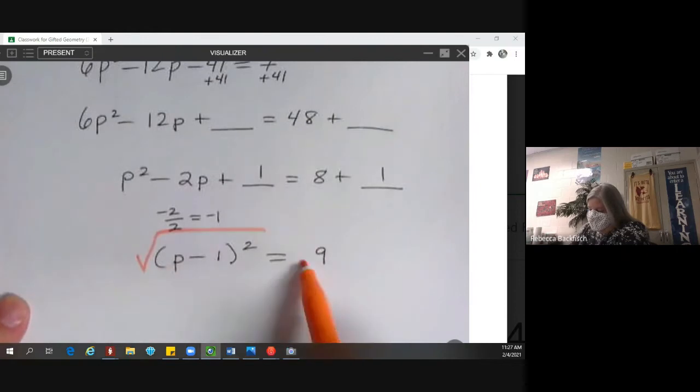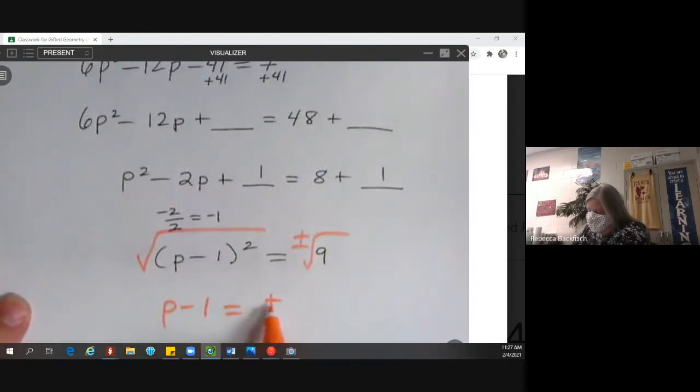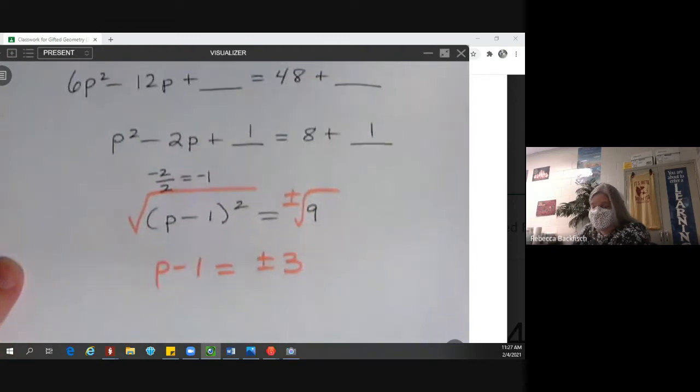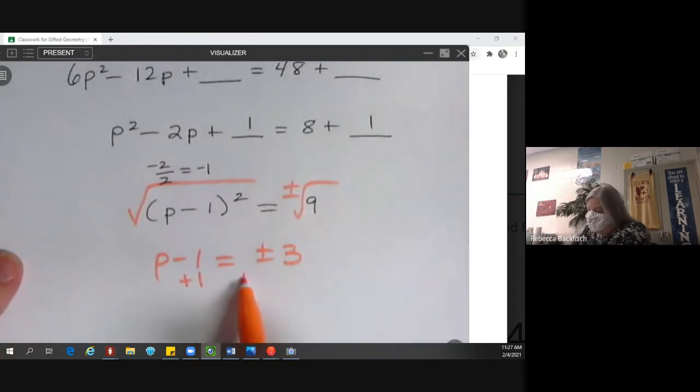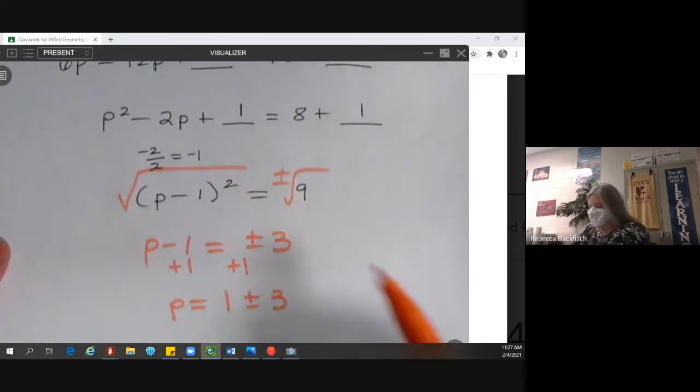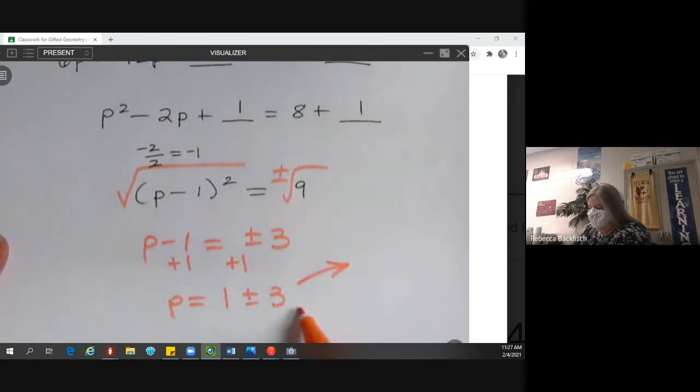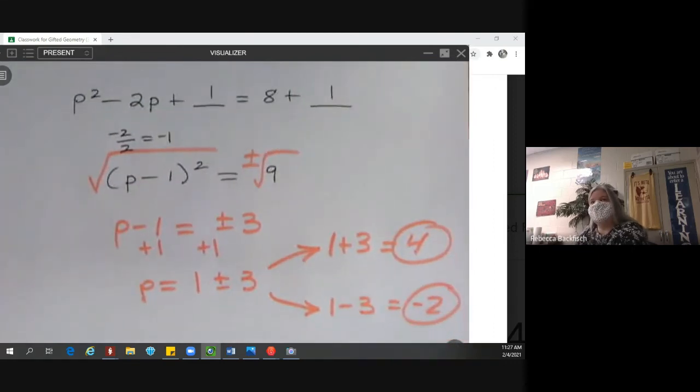Okay, so I'm going to take the square root of both sides. That gives me p minus 1 on the left, plus or minus 3 on the right. P is not alone, so I need to add 1 to both sides. And we usually put it in front of the plus or minus. And then I can go ahead and simplify from there. 1 plus 3 is 4. 1 minus 3 is negative 2. And those are my answers.